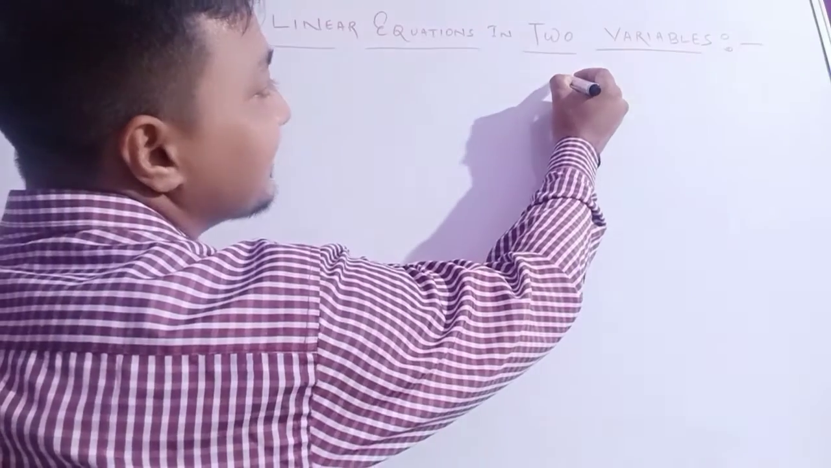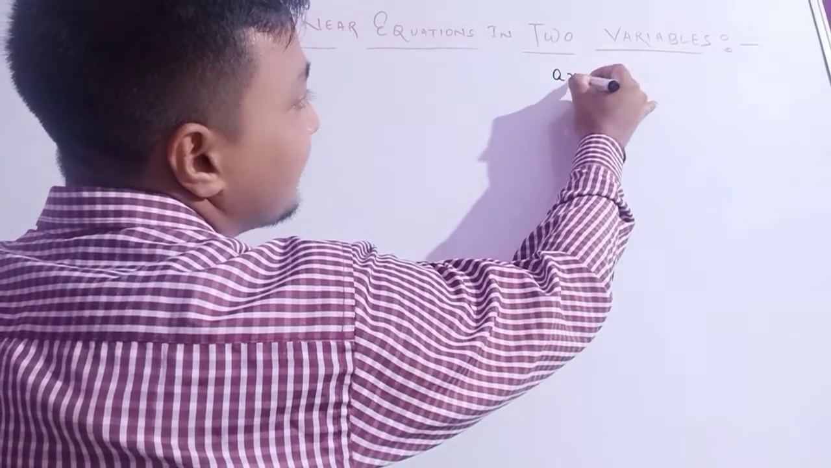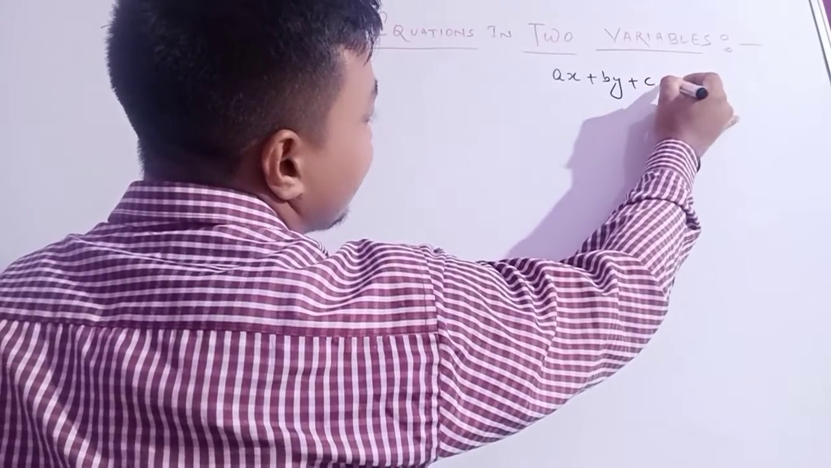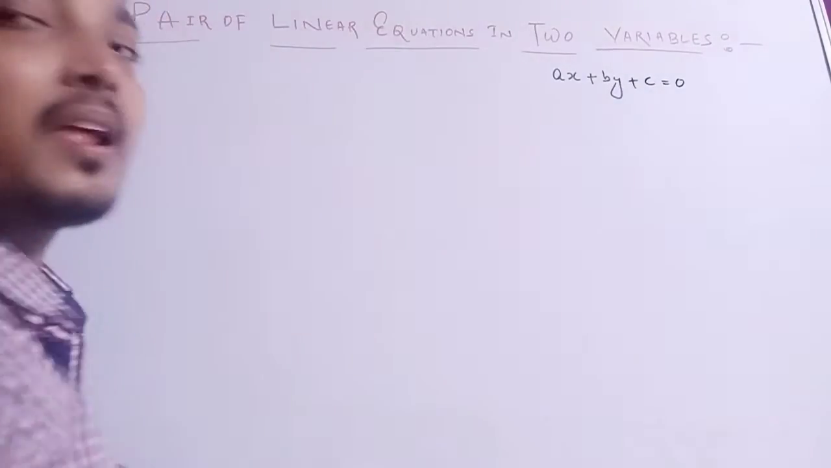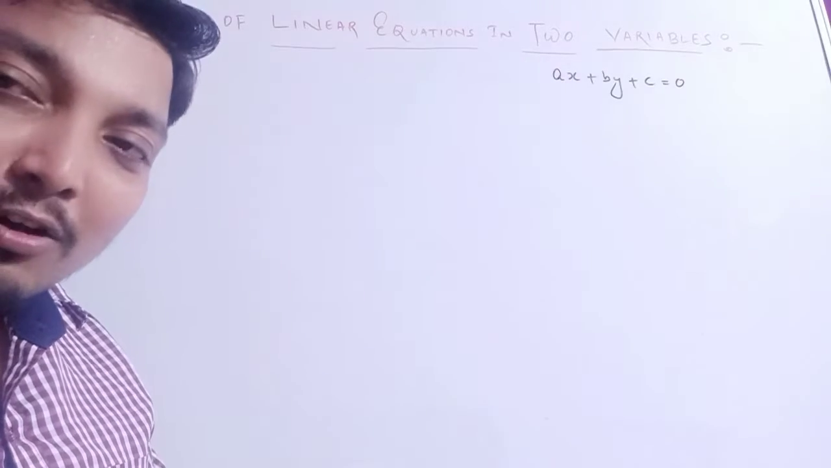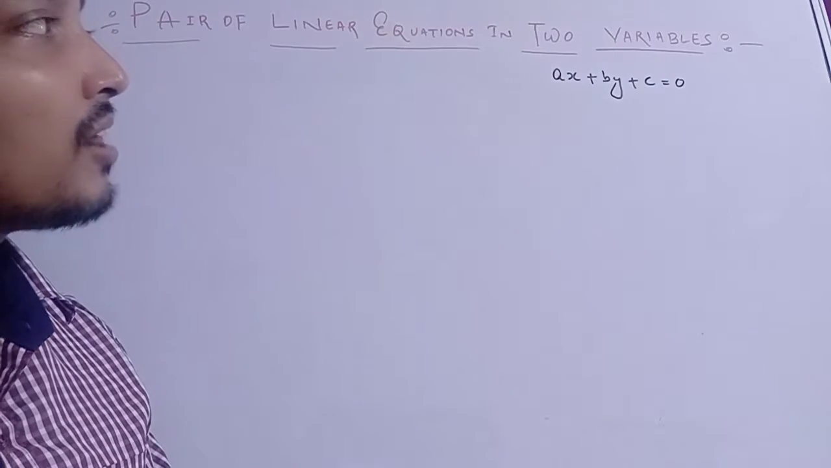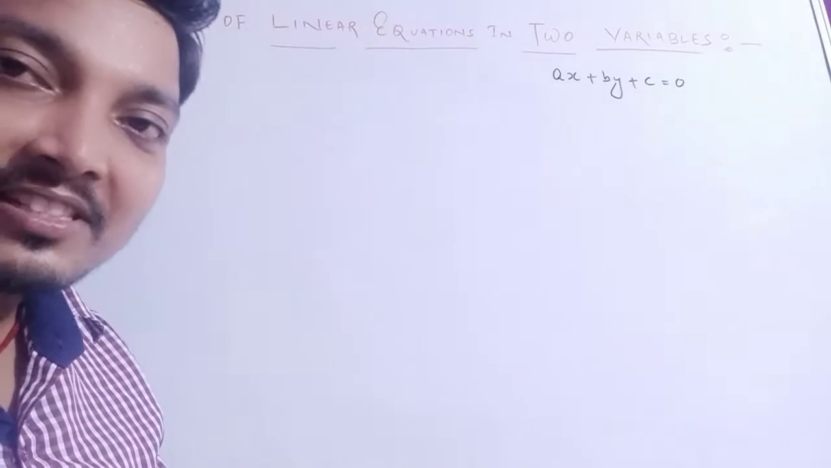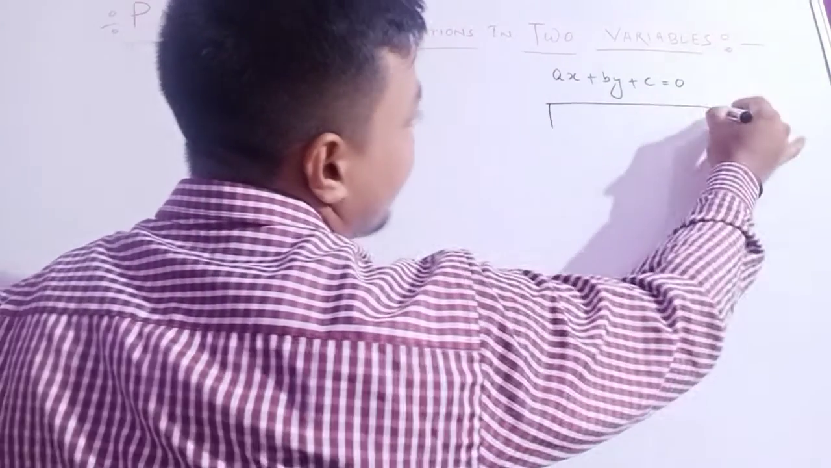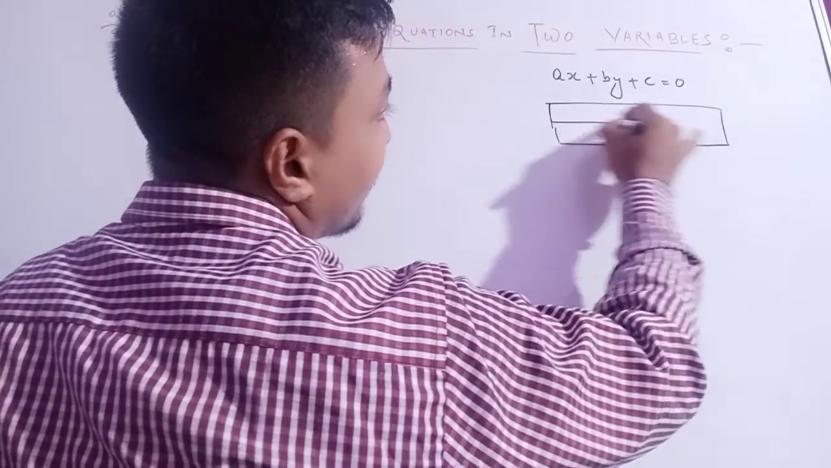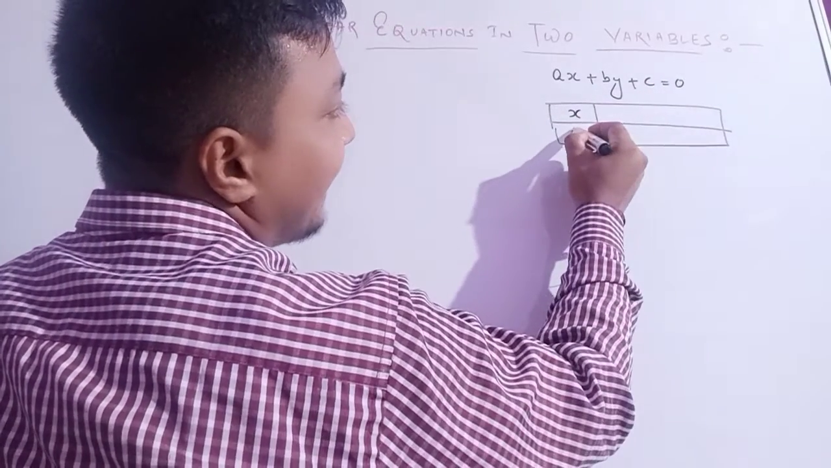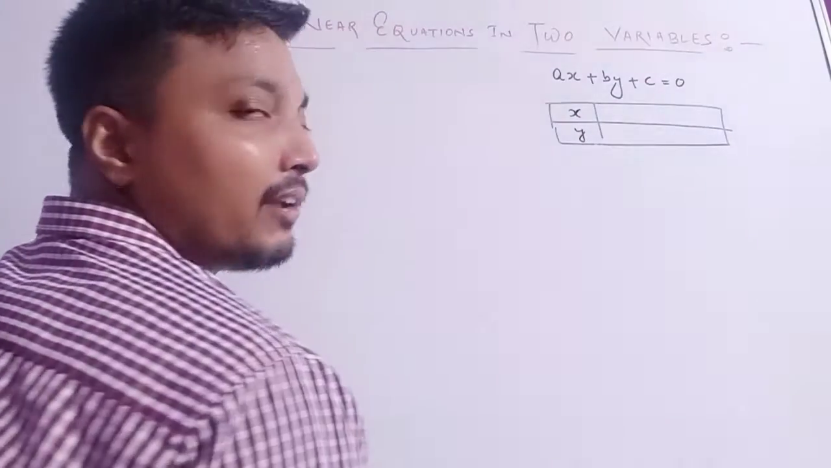In the last class it was said to you that it is in the form of ax plus by plus c is equal to 0. And there it was also said how to find the solution of linear equations in two variables. You have to make one table, and on making the table you just have to put the value of x, and correspondingly find the value of y.